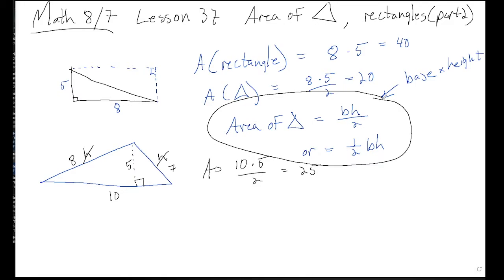Okay, if that feels okay to you, let's move on to rectangles. This is area of rectangles part 2. Okay, actually, let's do one. Can I just do one more example of finding the area of a triangle? This time, if I had an obtuse triangle, which looked like this.